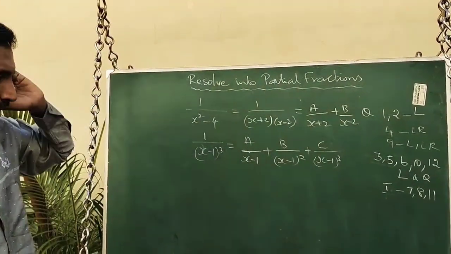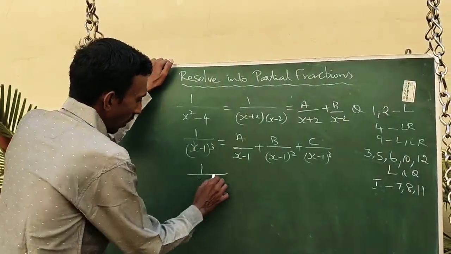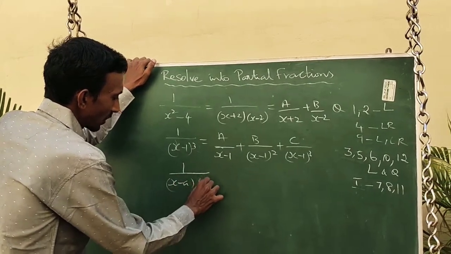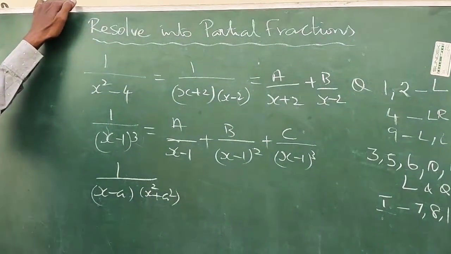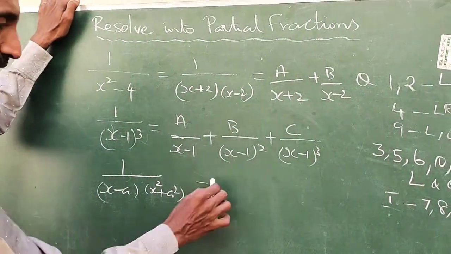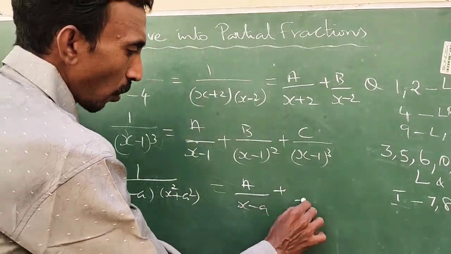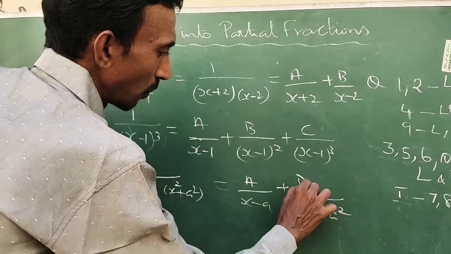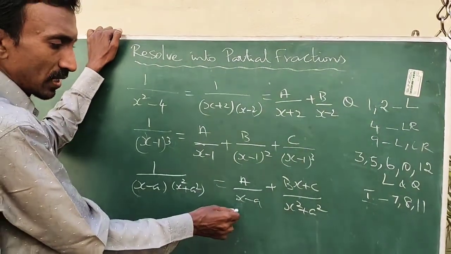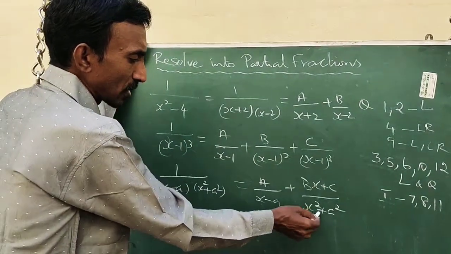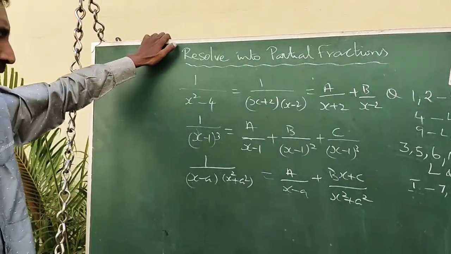The next one is linear with quadratic. For example, 1 by (x minus a) into (x square plus a square). The first one is a linear factor and the second one is a quadratic factor. Here the method is we write a by the linear factor. Linear means a constant above, quadratic means a linear expression above, that is bx plus c. If we want, we can rewrite this as ax plus b by (x square plus a square) plus c by (x minus a). Both are correct because a, b, c are arbitrary constants. We can eliminate those values.